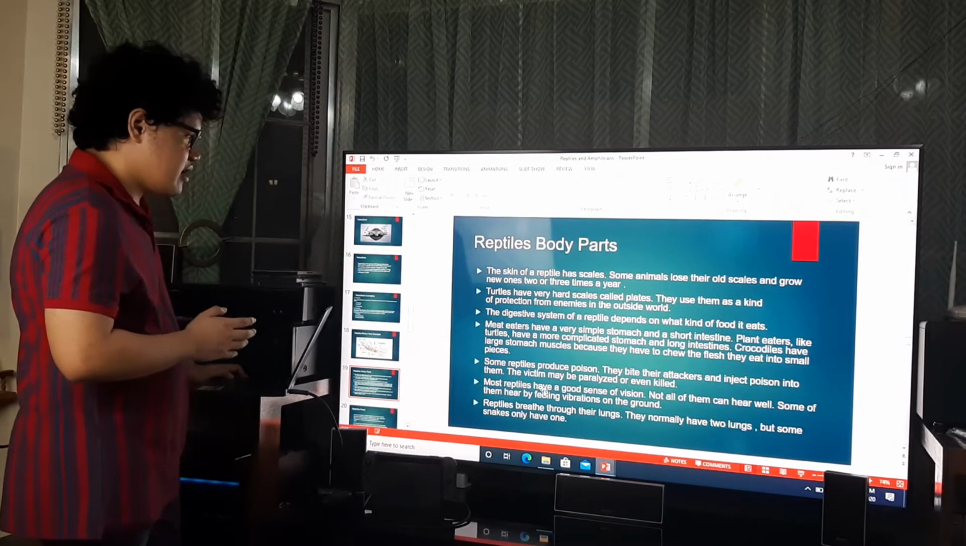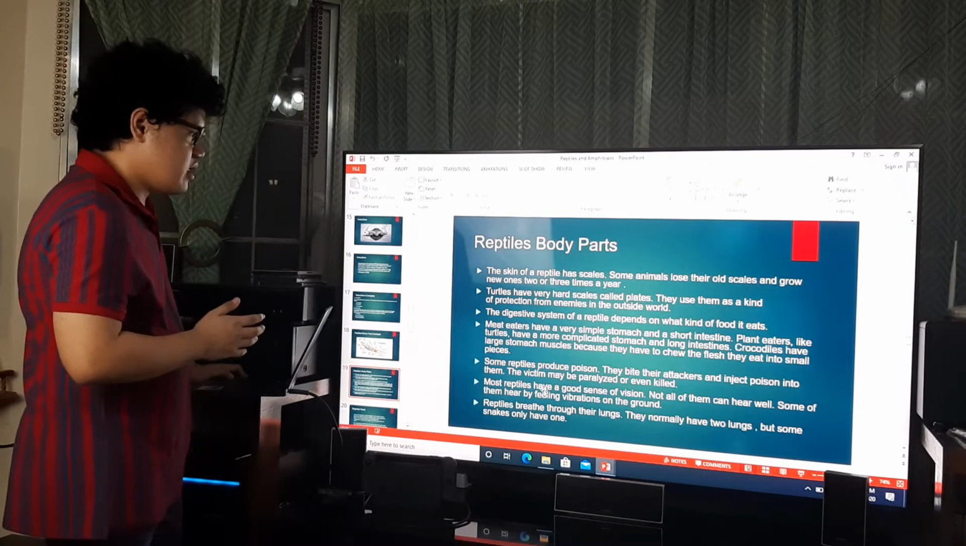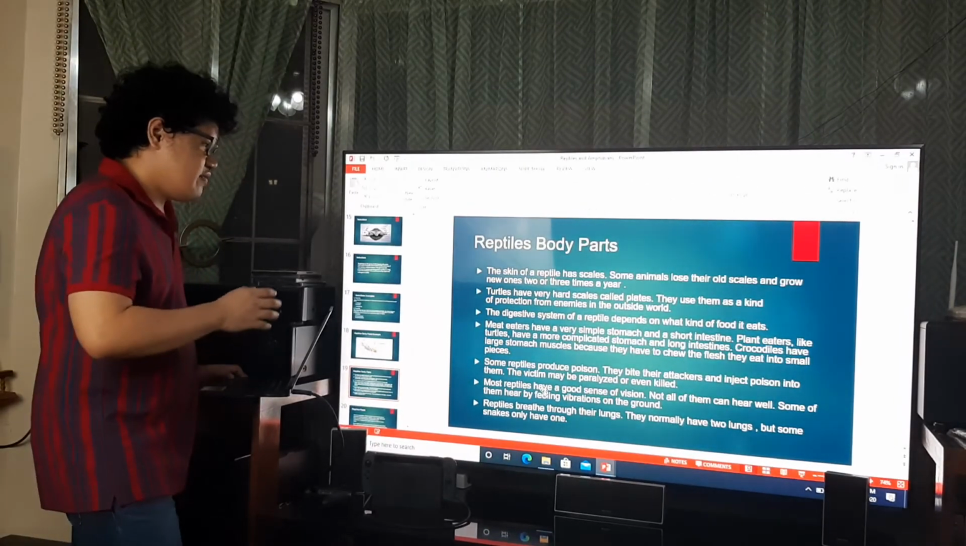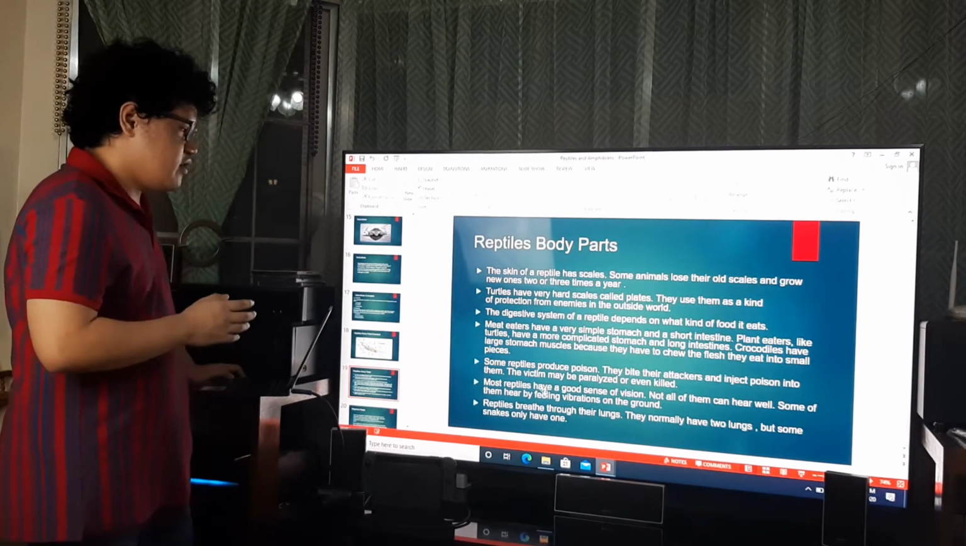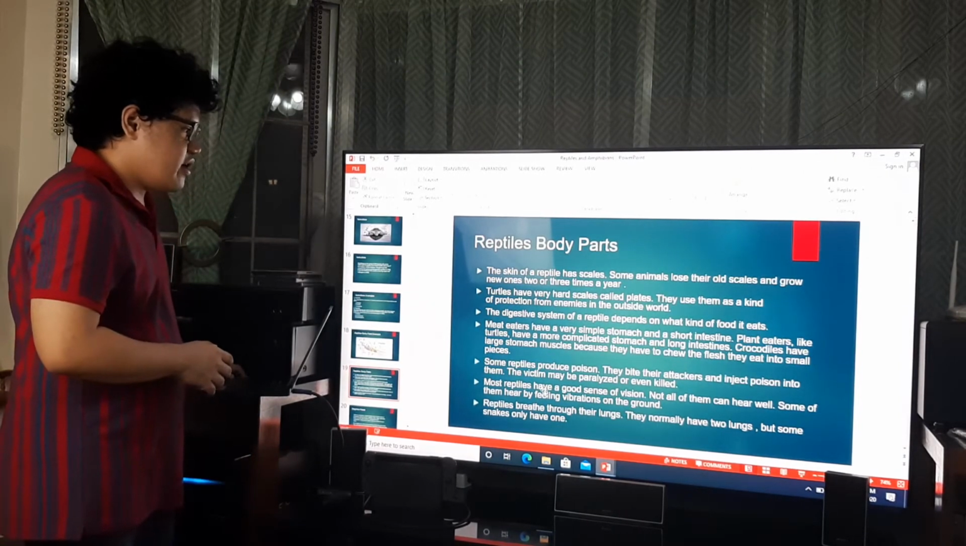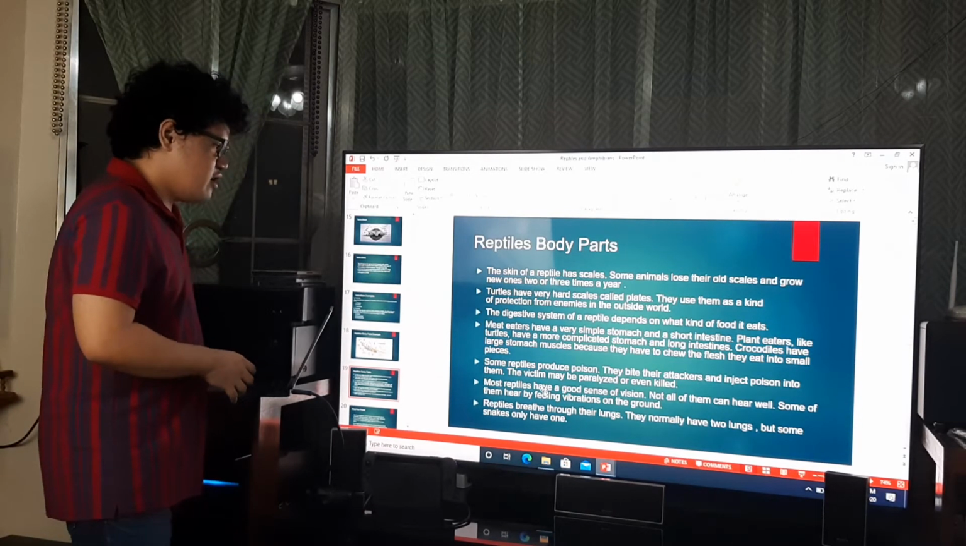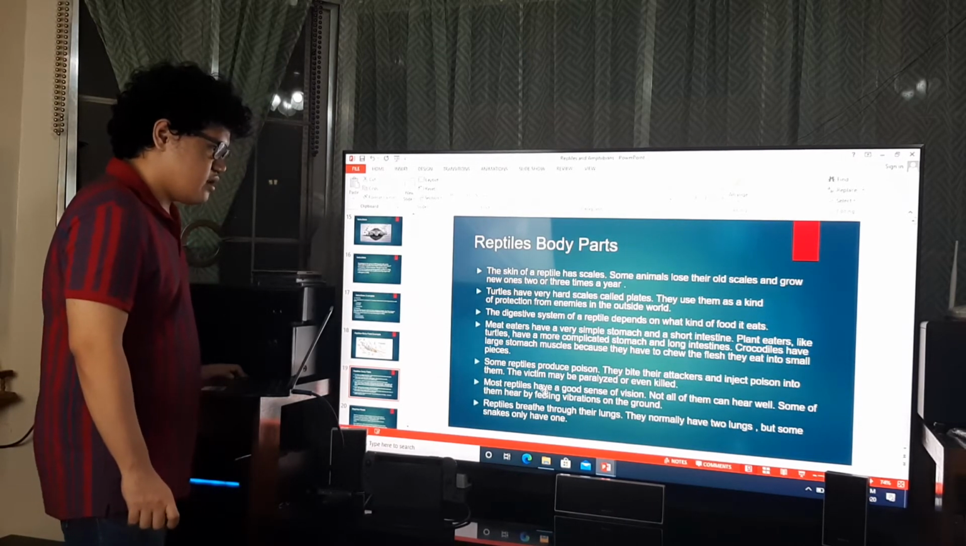Turtles have very hard scales called plates. They use them as a kind of protection from enemies in the outside world. The digestive system of a reptile depends on what kind of food it eats. Meat eaters have a very simple stomach and a short intestine. Plant eaters like turtles have a more complicated stomach and long intestines.